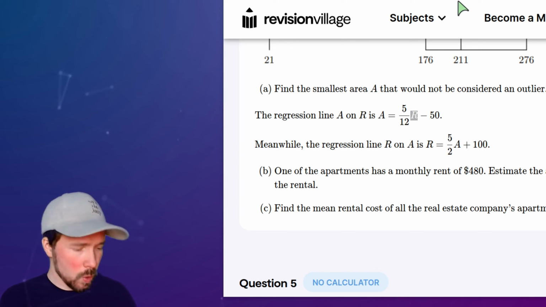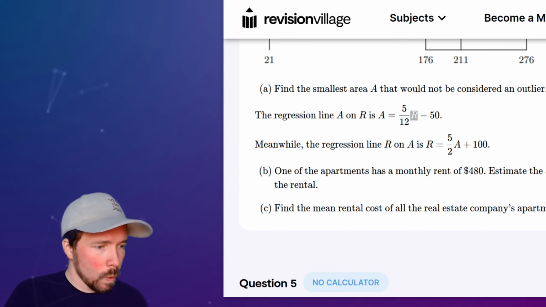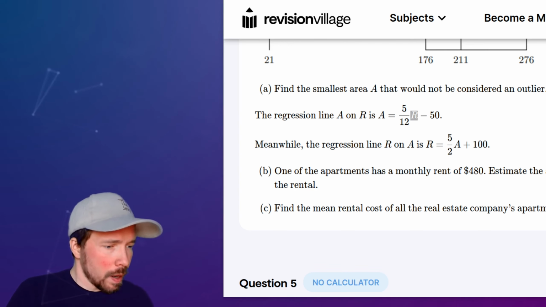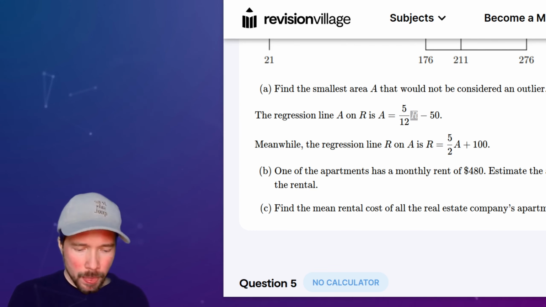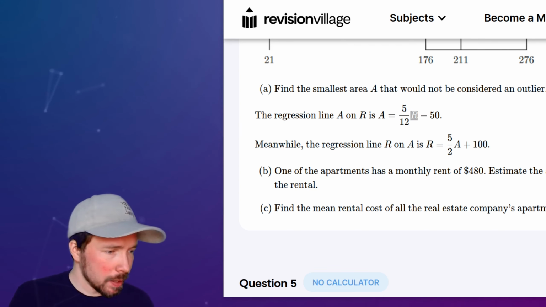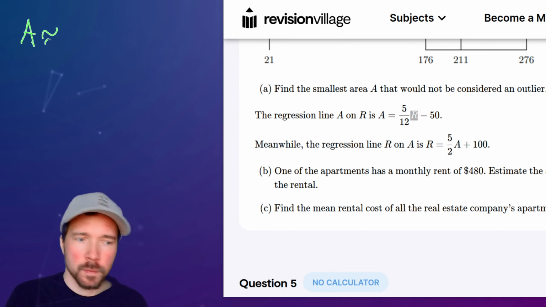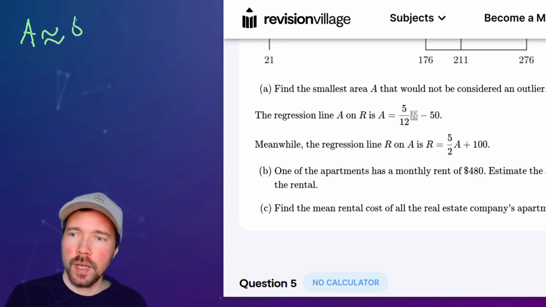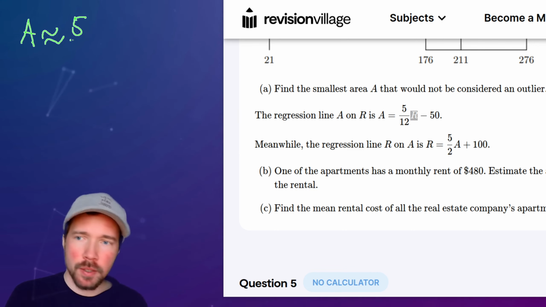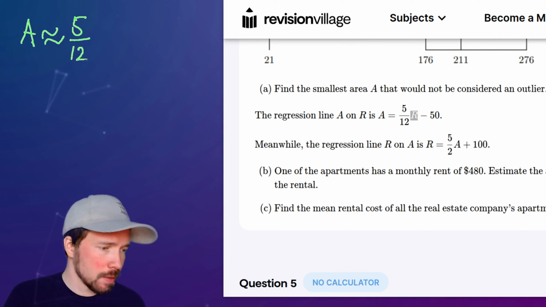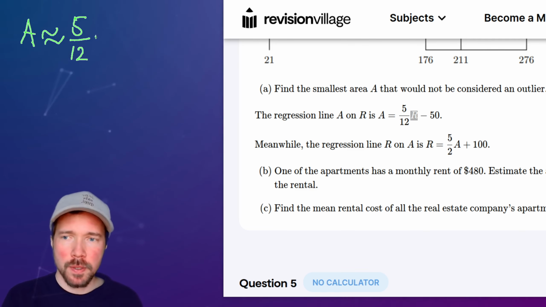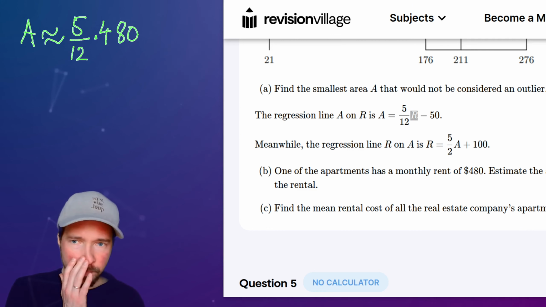So we plug the rent into the formula: 180, and we plug it in. I write this approximation sign because we are estimating. These are estimations, they're never precise. Times 100, 480, and minus 50.